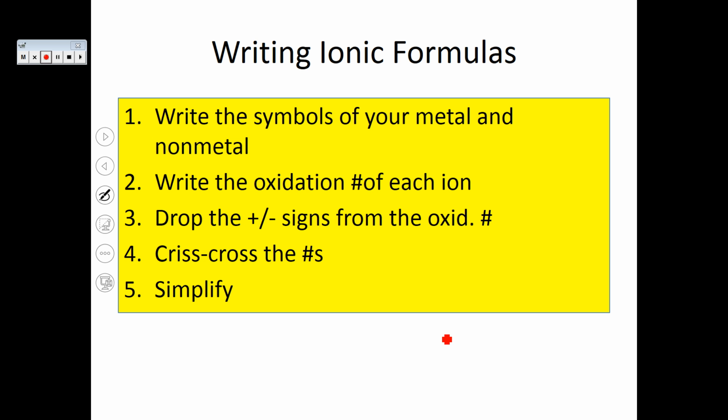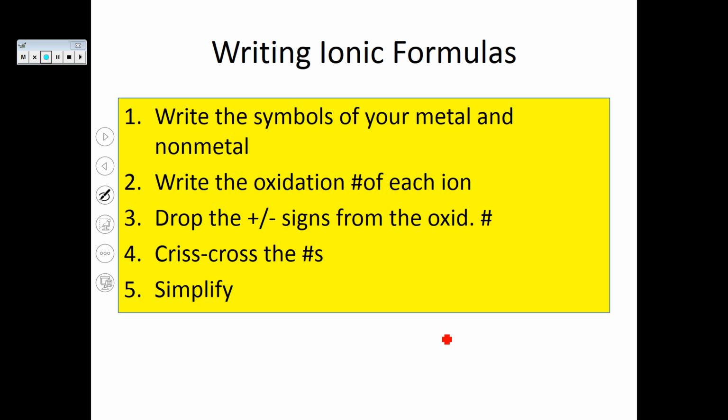So when you write an ionic formula, now we're just going to focus on ionic compounds, metals and nonmetals. We're going to put the covalent ones aside for a couple days. So the ionic formula is written the following way. You will be given the name of an ionic compound. You're going to write the symbol of your metal and your nonmetal from the periodic table.